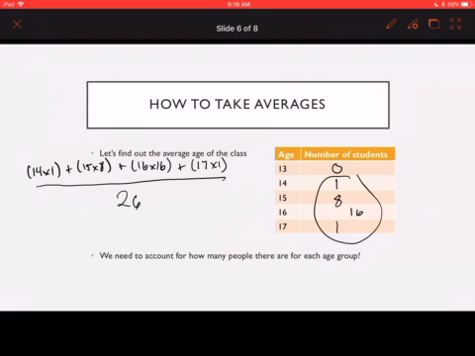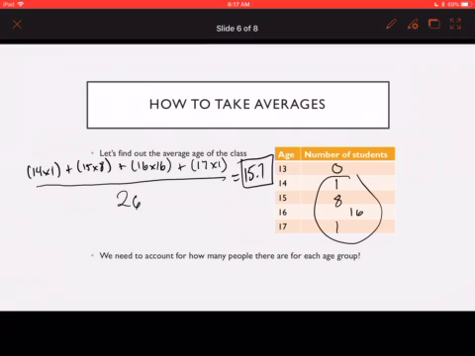Okay. So we're going to do 14 plus 15 times 8 plus 16 times 16 plus 17. And then I hit enter. So I do that top line first, and then I divide by the total number of people. And we get 15.765, but I'm going to round to 77. Right? So that would be the average age of this class sample here.